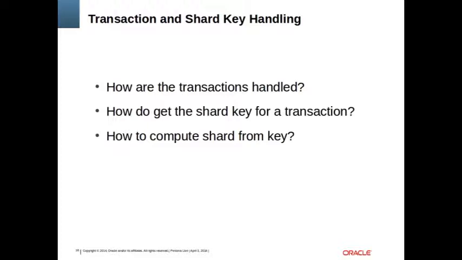fabric. So how are the transactions handled? How do you get the shard key for a particular transaction that is being fired? And how do you compute the shard? I mean, once you're given a shard key, how will you compute the shard itself? So there are various schemes for doing it. There's a range-based architecture, there's a hash-based architecture. Let us look at all that.